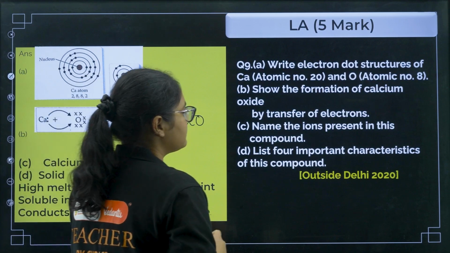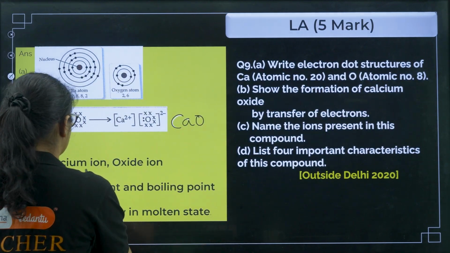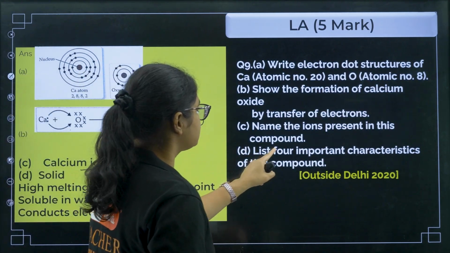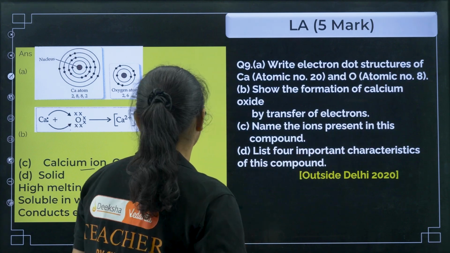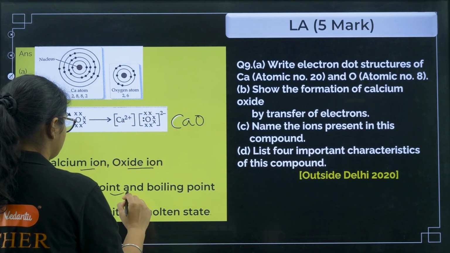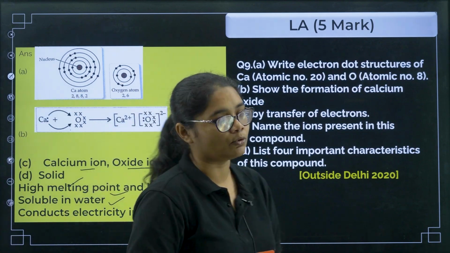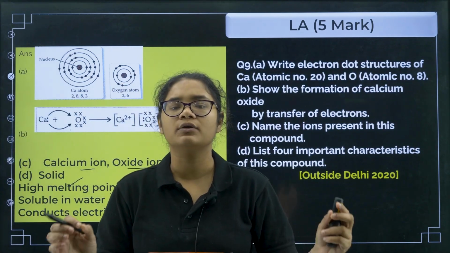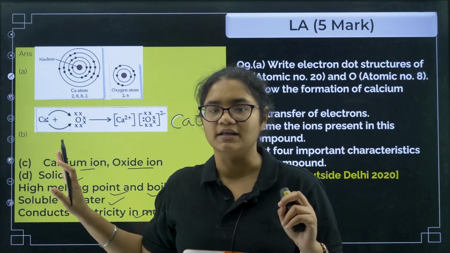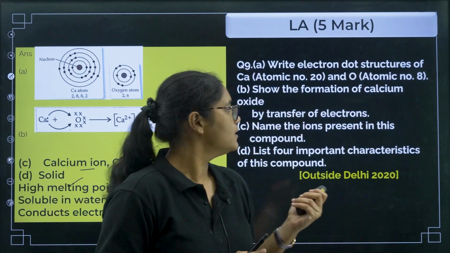Next, name the ions present in this compound. So it is calcium ion and oxide ion. List 4 important characteristics of this compound. So it is a solid, has a high melting point and boiling point, is soluble in water, and conducts electricity in the molten state. You can write any 4 properties of ionic compounds. The answer will be the same here.